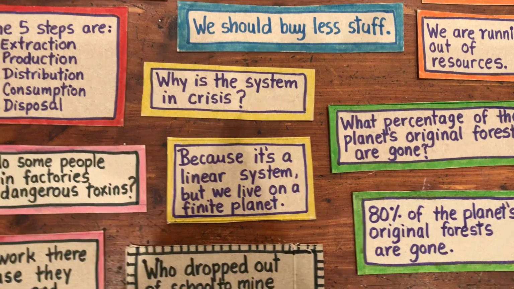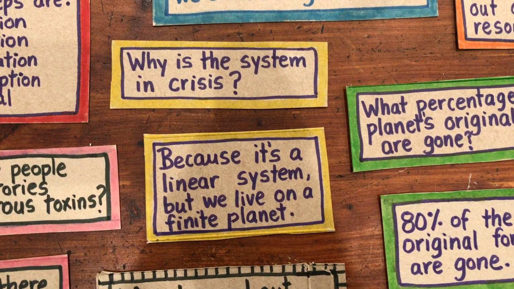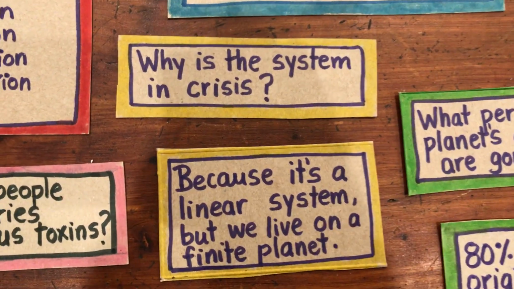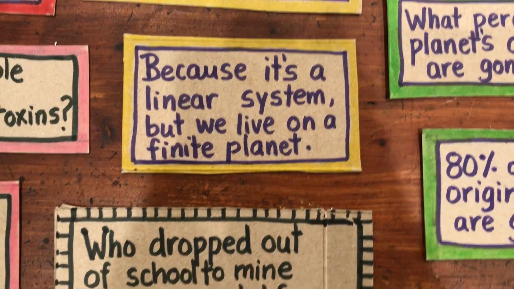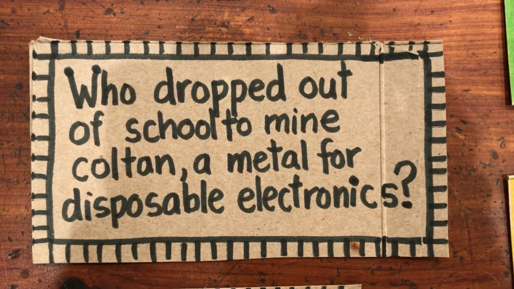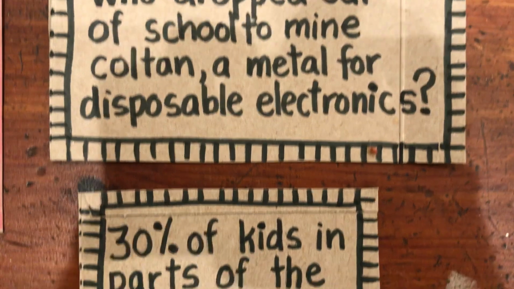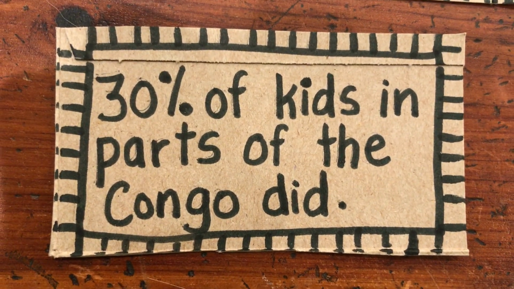The fact is that there are only so many fish in the ocean, there are only so many trees on the planet, and we have to be very careful not to use them all up. We have a finite planet that we live on. Who dropped out of school to mine coltan, a metal for disposable electronics? Do you remember that from the video? 30% of the kids in parts of the Congo did.